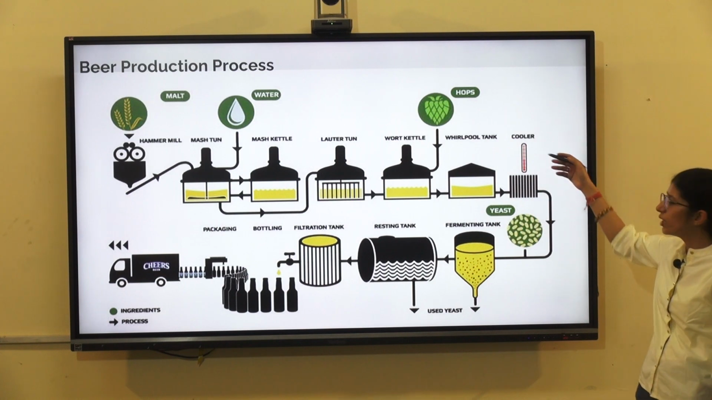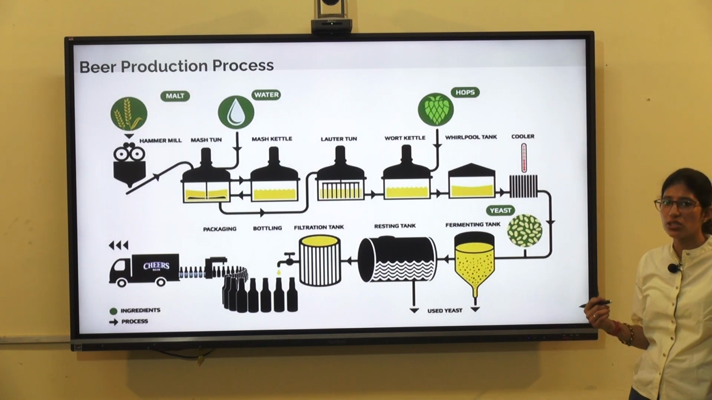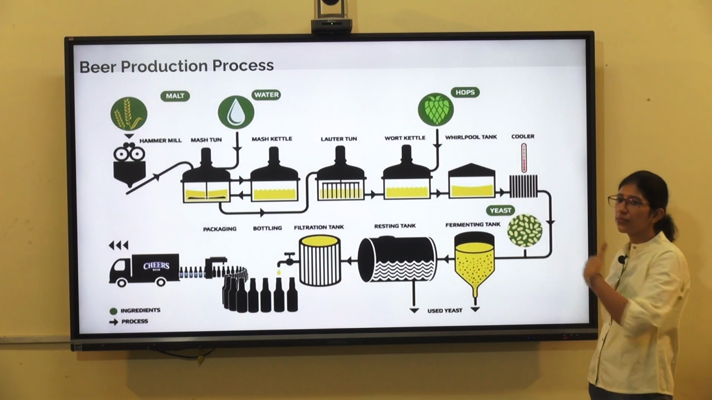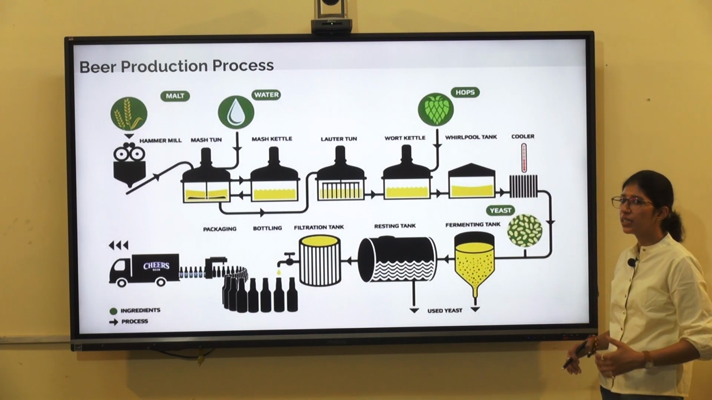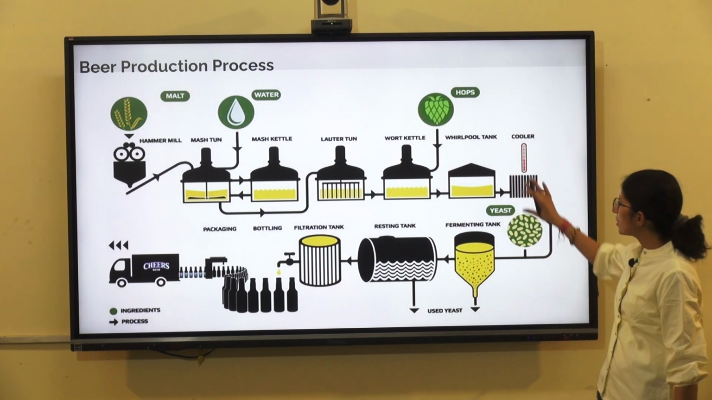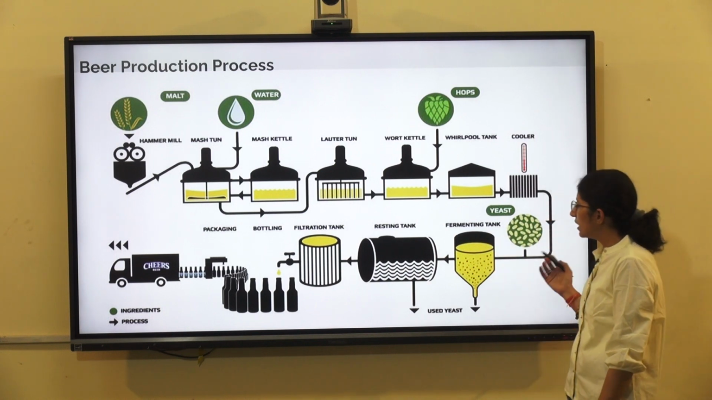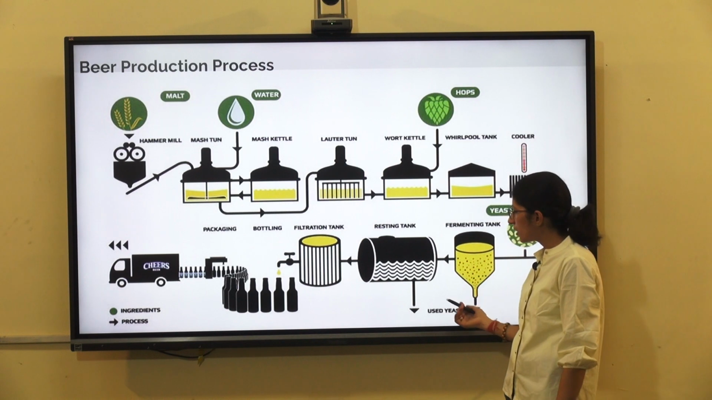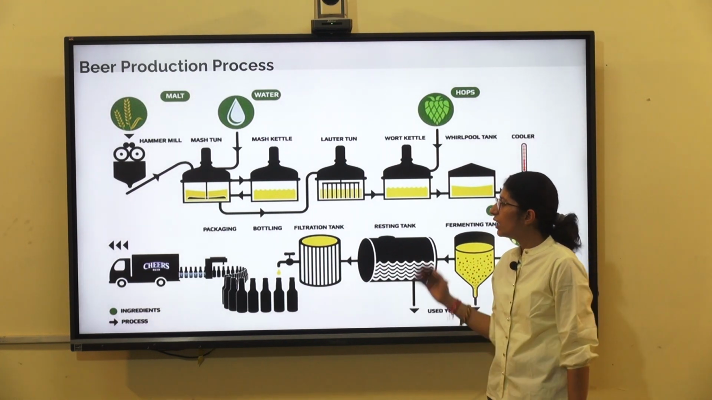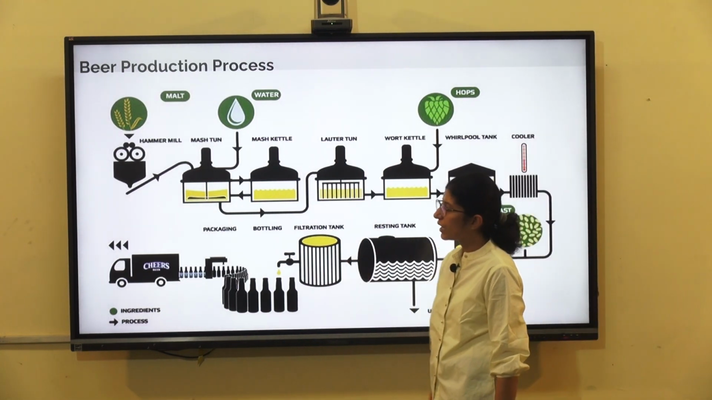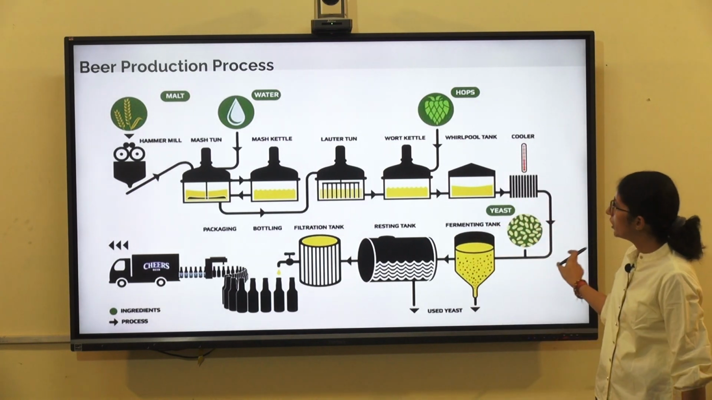It is sent to the cooler. This cooler is a type of plate heat exchanger. Why only a plate heat exchanger? So the surface area can be enhanced and the cooling is achieved much faster. Further, after the required cooling, it is sent to the fermentation tank with the addition of the yeast. Further, the used yeast is filtered out and it is sent to the resting tank. After the resting tank, filtration, bottling and packaging are done on the beer.